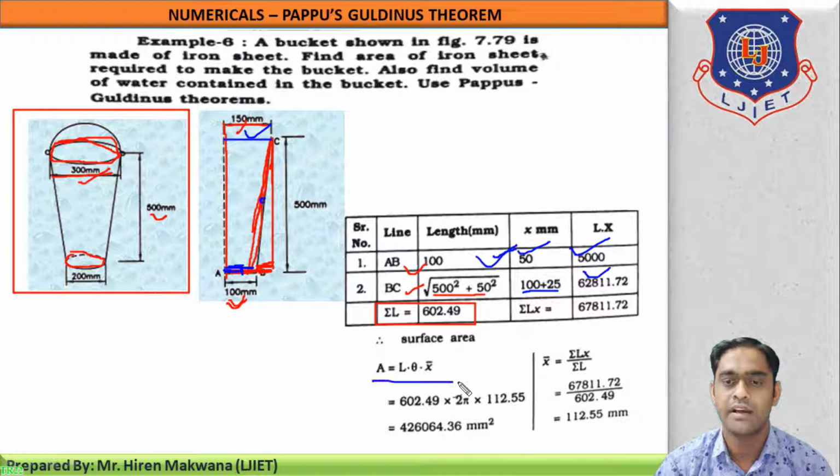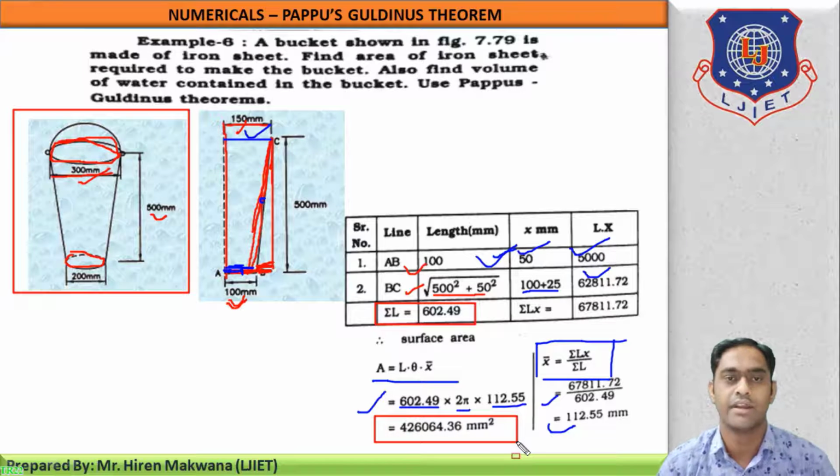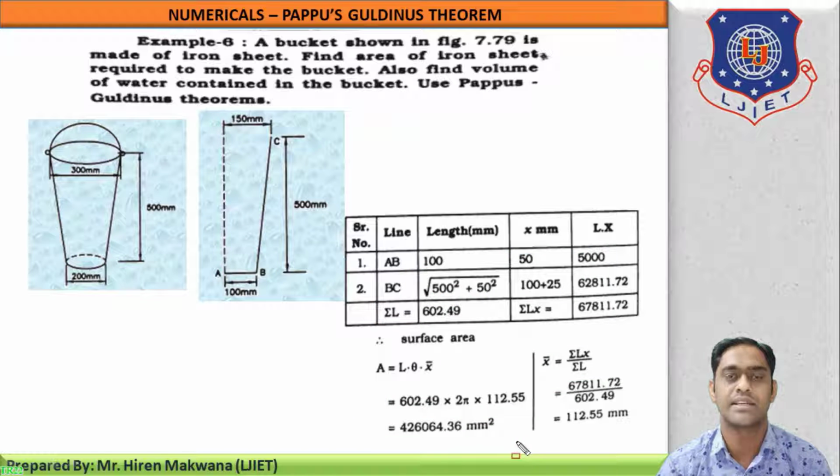Now we have to find area, which is equal to L into theta into x bar. X bar will be calculated like this: sigma Lx upon sigma L, meaning L1x1 plus L2x2 upon L1 plus L2. By replacing the values, you will get x bar equal to 112.55. So area is equal to L into theta into x bar. So the final answer, area is 42664.36 mm square.